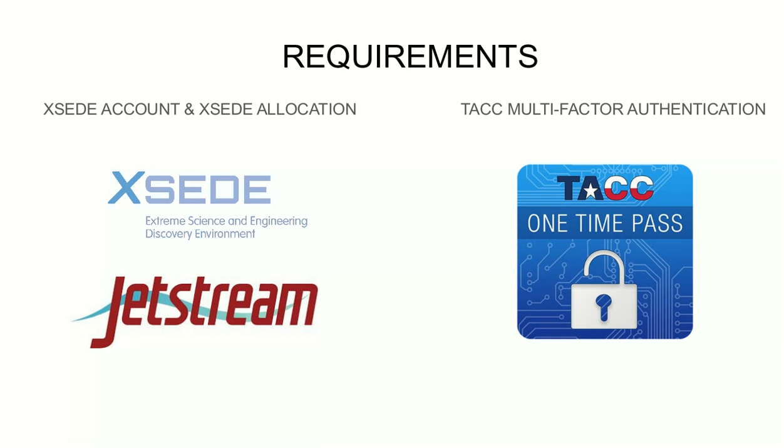And the number two is going to be TACC multi-factor authentication. The optimization results are stored on the TACC Corral storage system. To access TACC resources within Jetstream, TACC multi-factor authentication has to be enabled. I have provided the links for the documentation of XSEDE and TACC multi-factor authentication pages in the description. Please go through them before we begin the visualization process of the KML files.